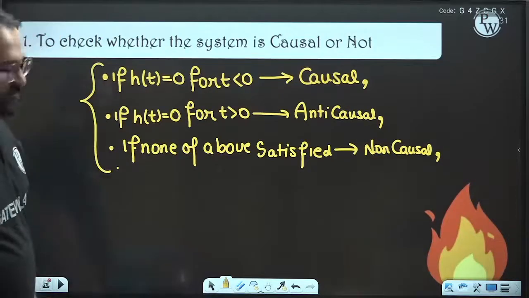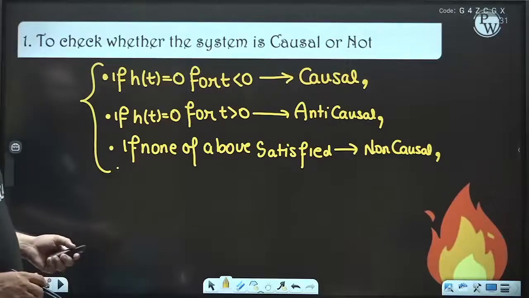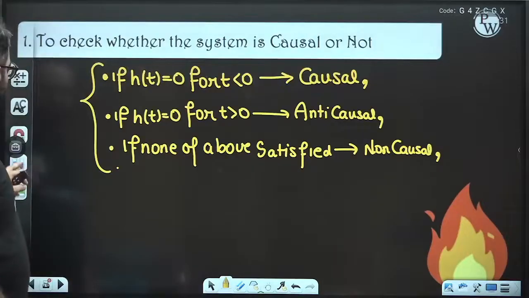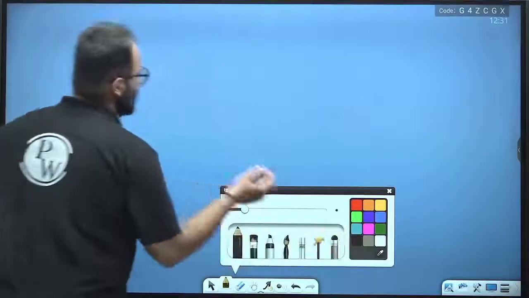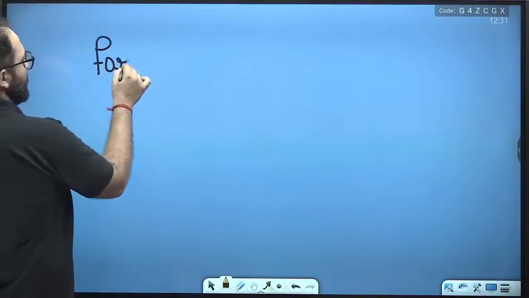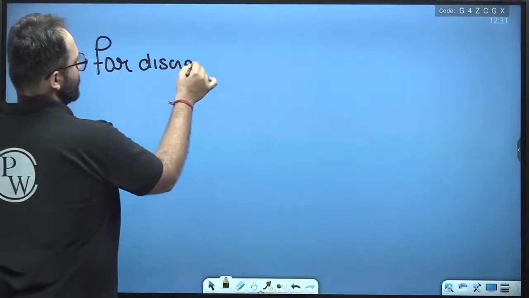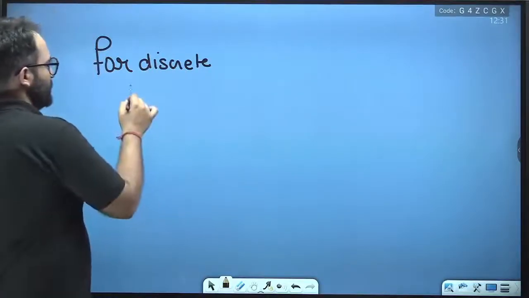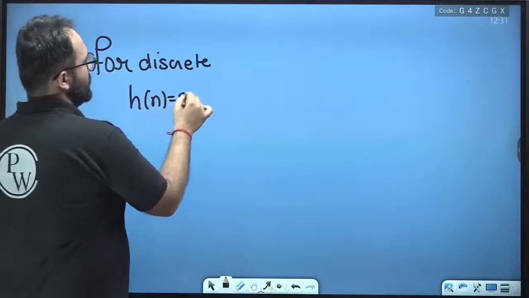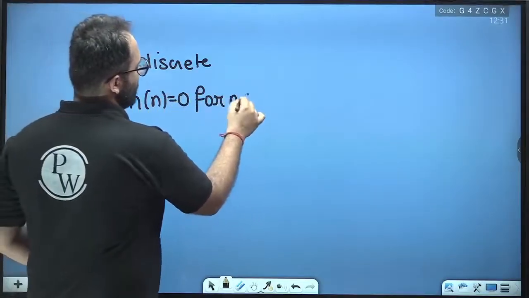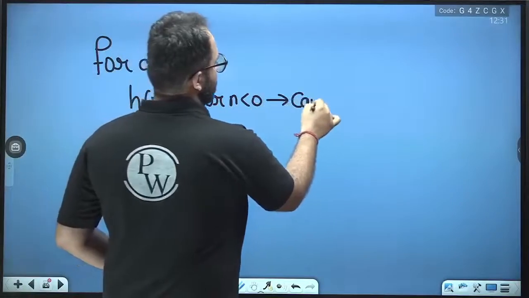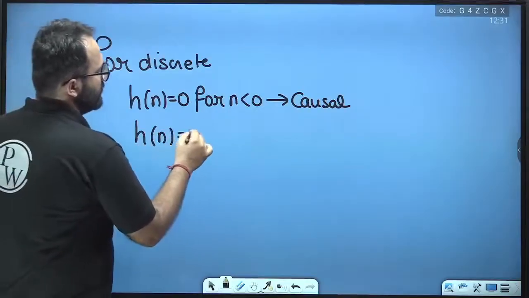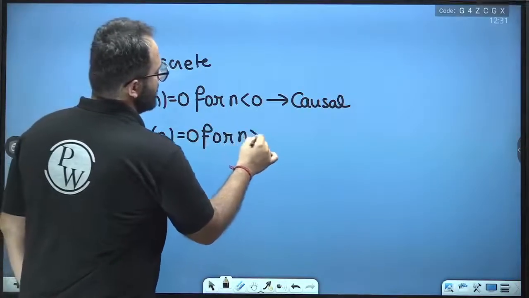Similarly, for the discrete case, for discrete systems, the analysis is almost the same, but there is one critical point here. h[n] is 0 for n less than 0. This will be the causal condition. h[n] is 0 for n greater than or equal to 0.